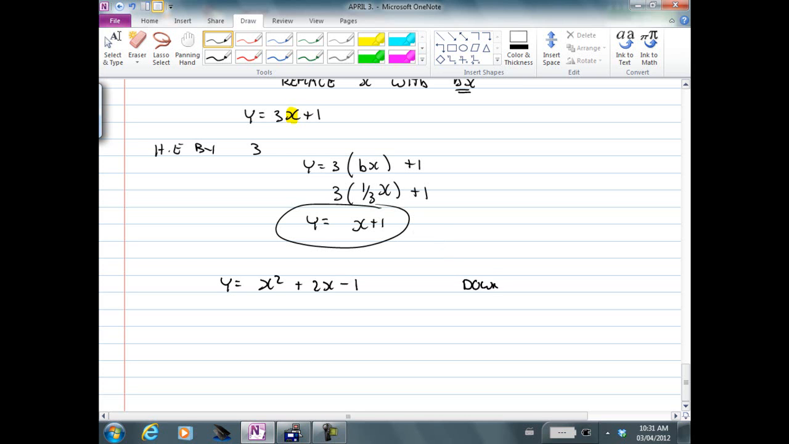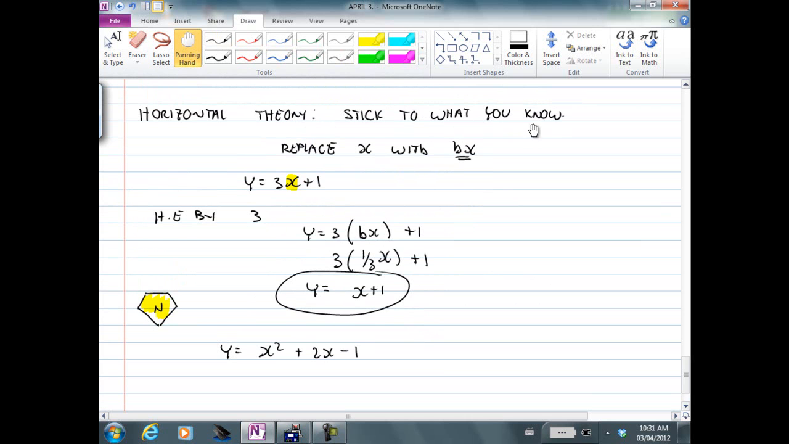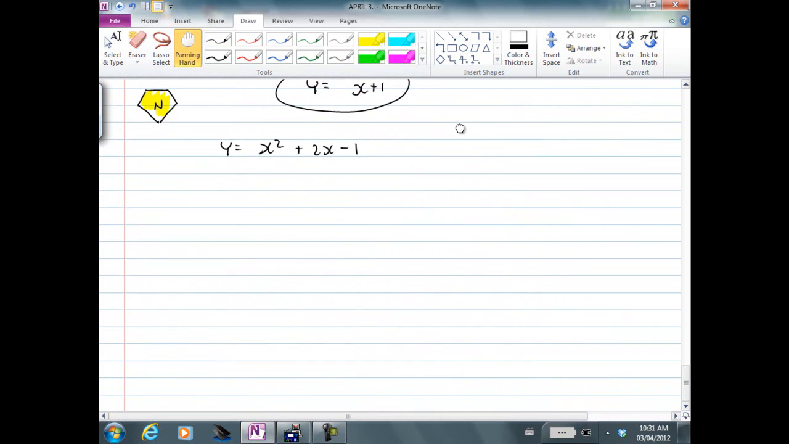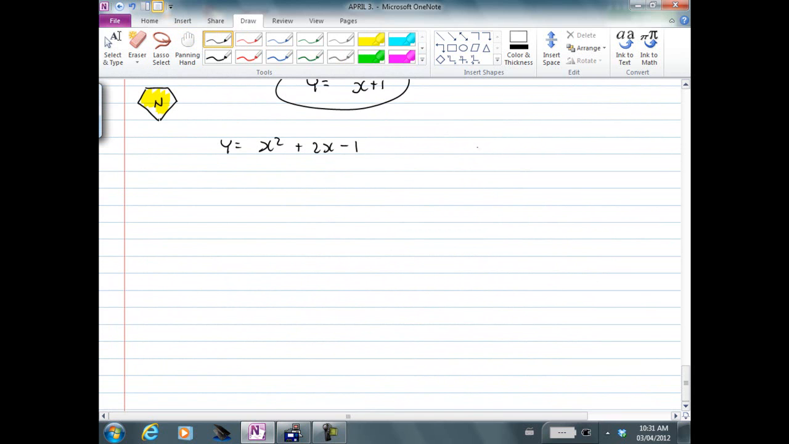Down. I should give you a supernova question. I'm going to make this your supernova question for today. Good luck. This is an individual challenge. That's why I said horizontal. Stick to what you know. Here's your question: down 6, horizontal compression by 2/3. Show me what you would get.